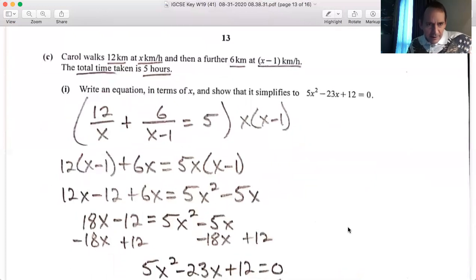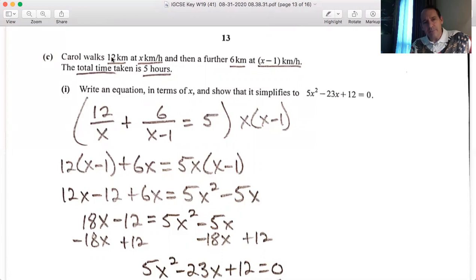Here we have a kind of a distance rate problem. Carol walks 12 kilometers at a rate of x kilometers per hour, and then a further 6 kilometers at a rate of x minus 1 kilometers per hour. The total time taken is 5 hours. Write an equation in terms of x and show that it simplifies to 5x squared minus 23x plus 12 equals 0. So what we want to do is change everything to time. Here's distance and here's rate. Remember, distance equals rate times time.